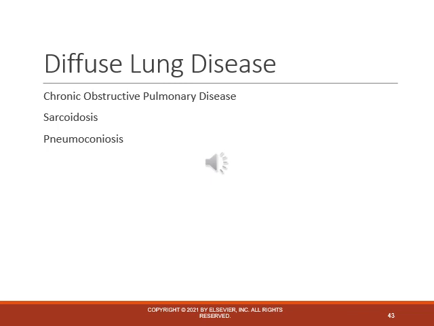This brings us to the classification of diffuse lung diseases. Diffuse lung diseases are diseases that don't affect just one area of the lungs, but affect the whole lungs or the whole respiratory system itself. So the ones we're going to talk about today are chronic obstructive pulmonary disease, or COPD, sarcoidosis, and pneumoconiosis.